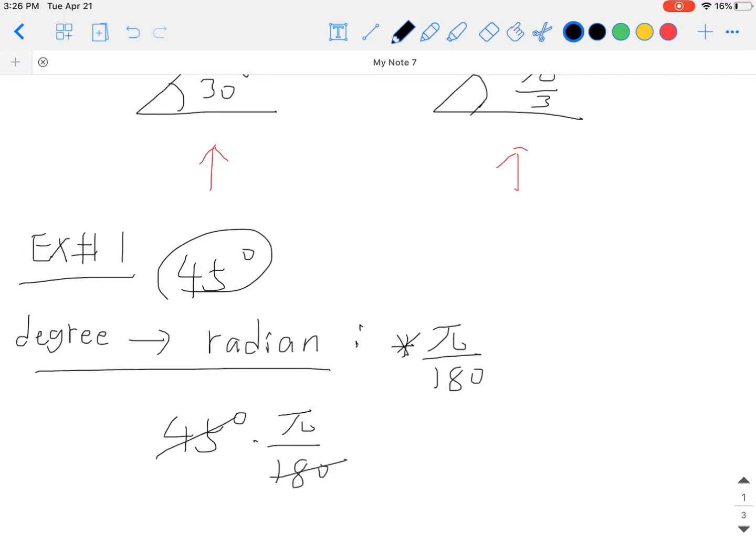45 over 180. Just let you know that this is just a degree sign, so we can take that away. 180 and simplify with 45. 180 divided by 45 is 4. 45 divided by 45 is 1. Then this is pi over 4.